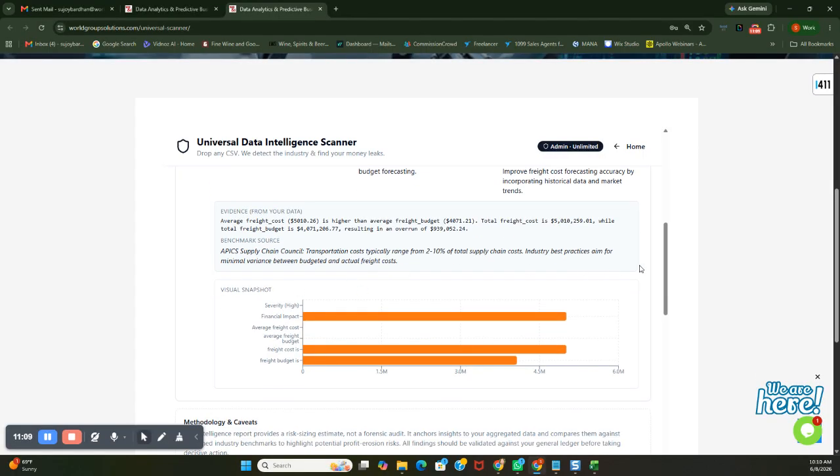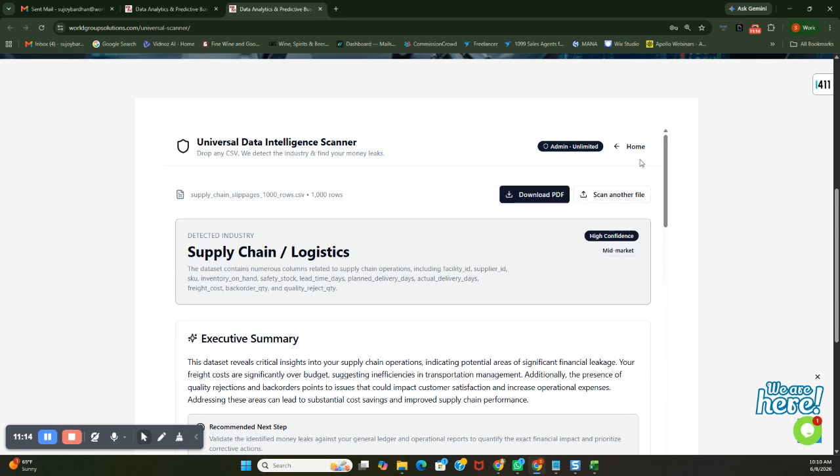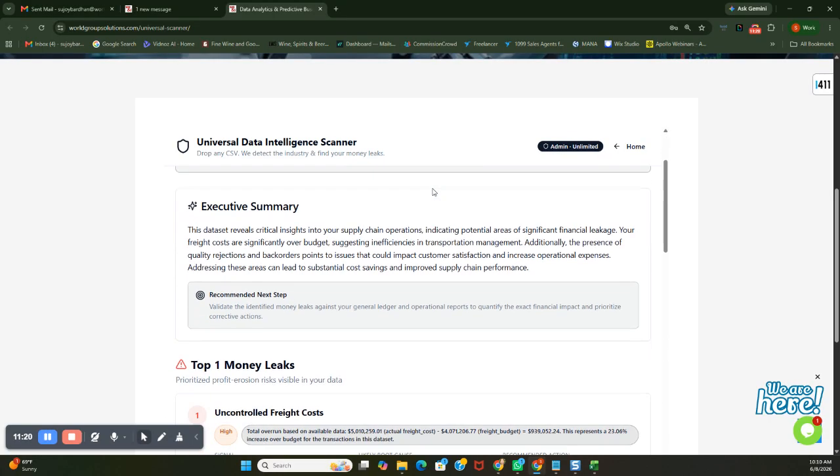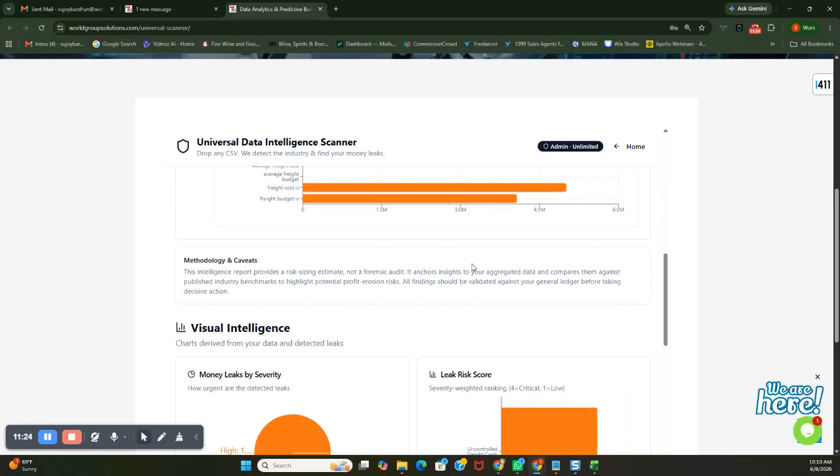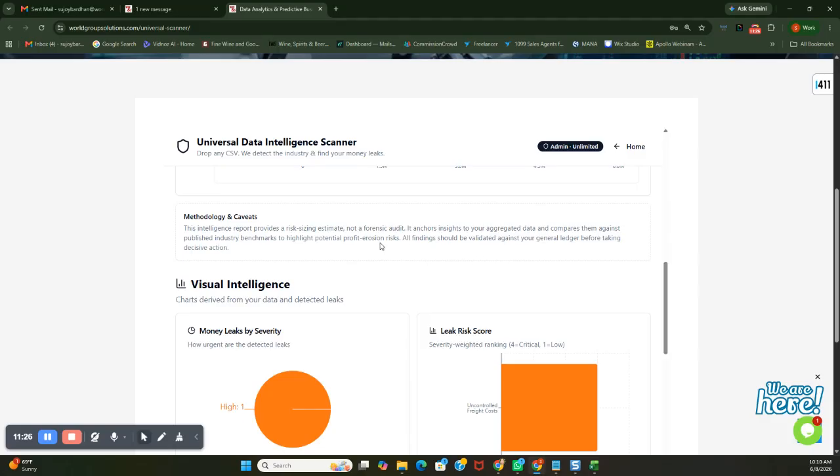The good part is when you use this application, you can download it into your PDF file, and then you can circulate within yourselves as to what the report looks like, what are the issues, and so on and so forth. So I will go into a little bit detail of this particular report which we just ran. It talks about the methodology here as to what type of risk sizing it has done in terms of the estimates and all those stuff.